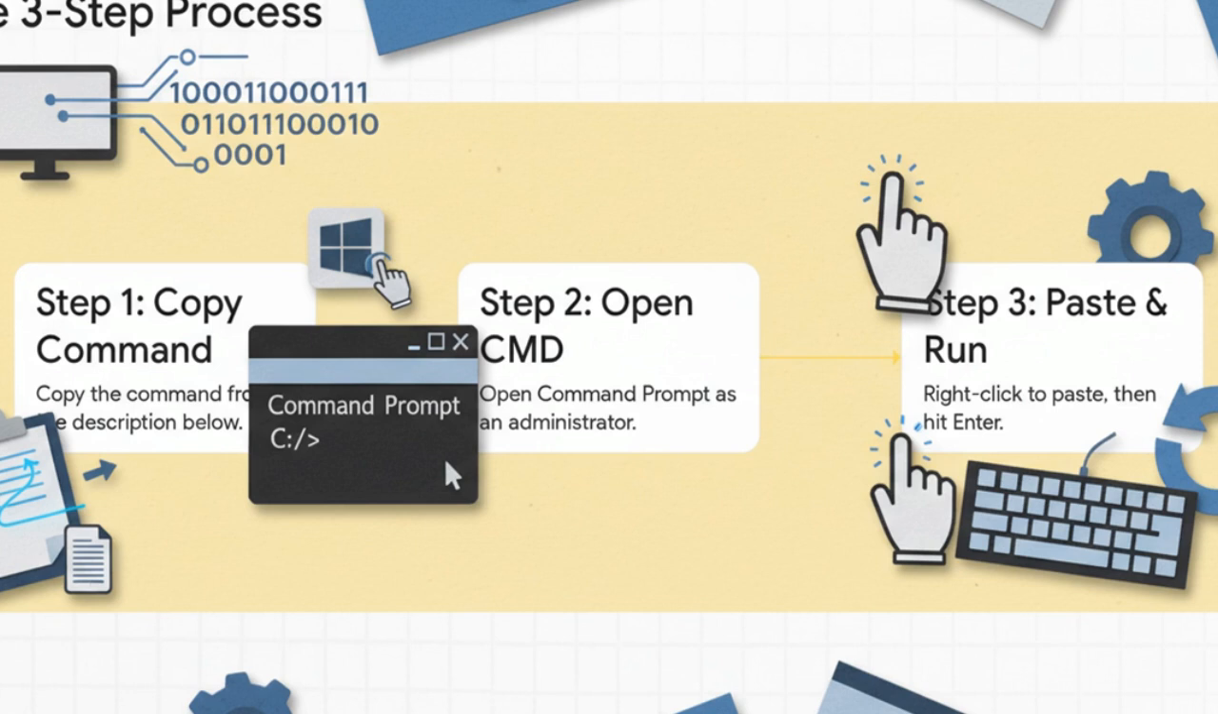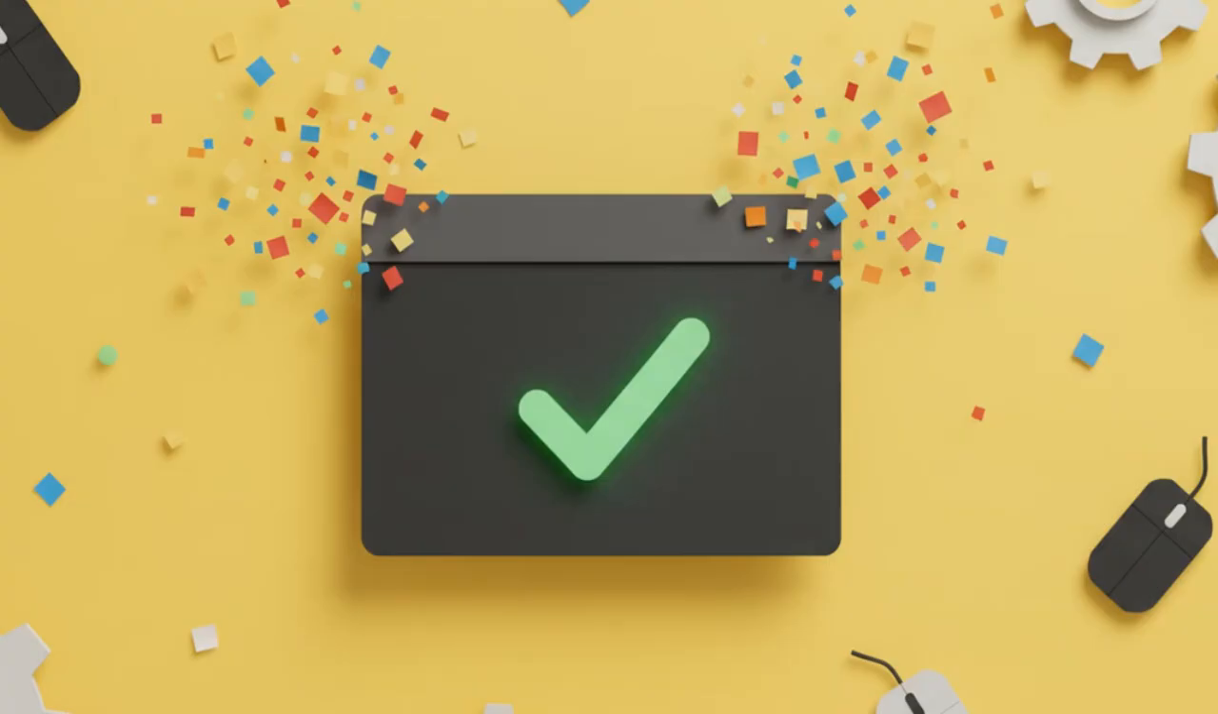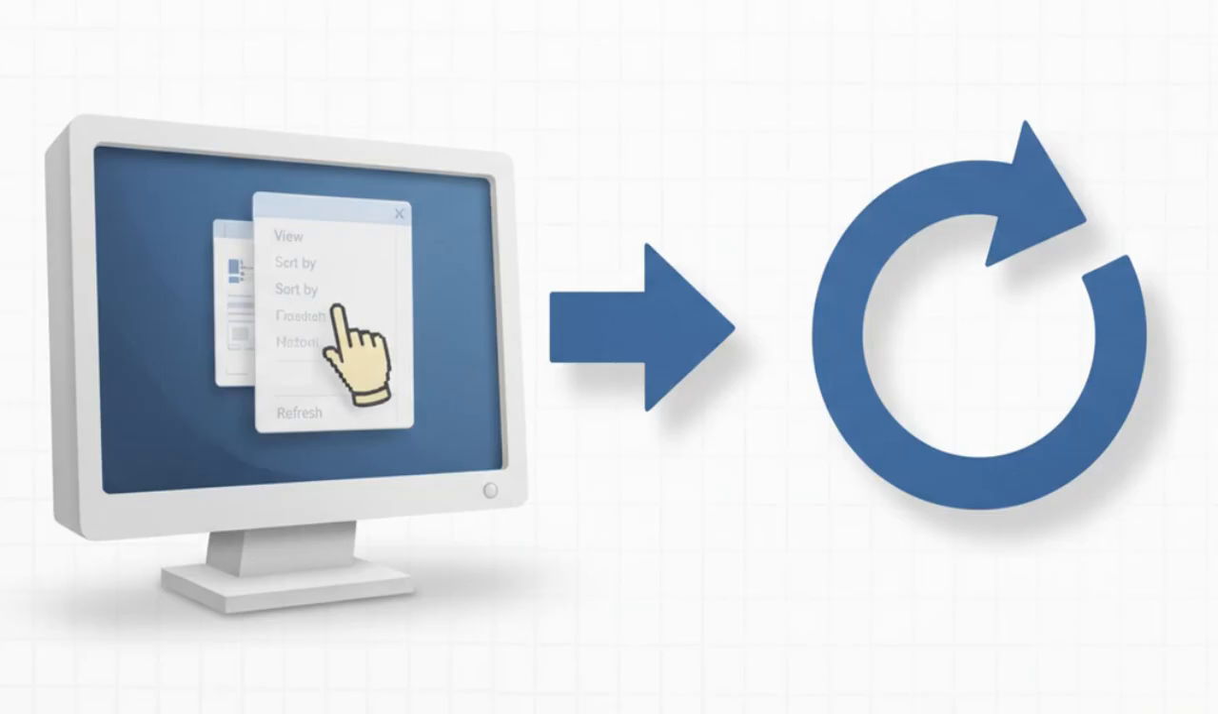Once that black window's open, all you have to do is right-click once inside it, that'll paste the command, and then just hit Enter. And this is what you're looking for. You should immediately see the line, the operation completed successfully. If you see that, you're golden. It means the registry change worked perfectly. So we've told Windows what to do, but it hasn't quite kicked in yet. There's just one final tiny step to actually see the results.